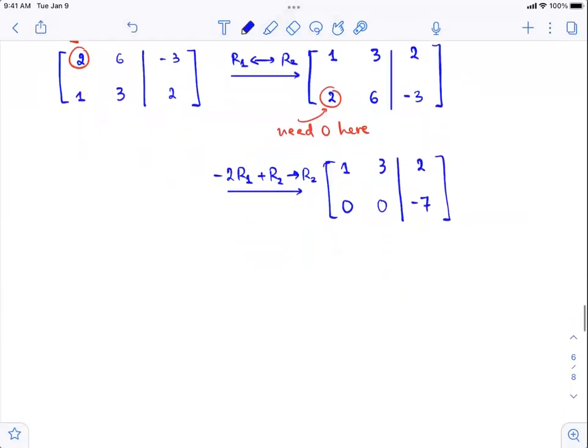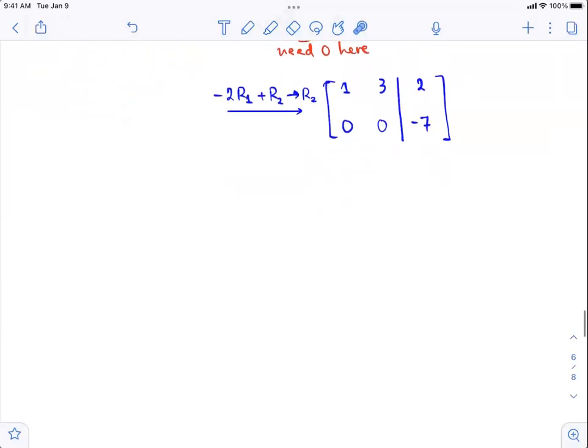Okay, so we're going to stop right here because we have a false statement in the second row: 0x1 plus 0x2 equal to -7, which is a false statement. So this is the augmented matrix of the system.